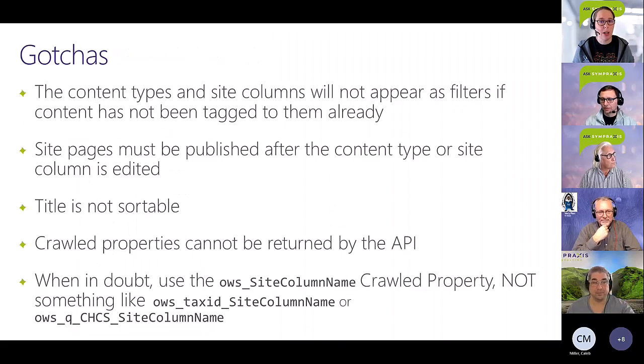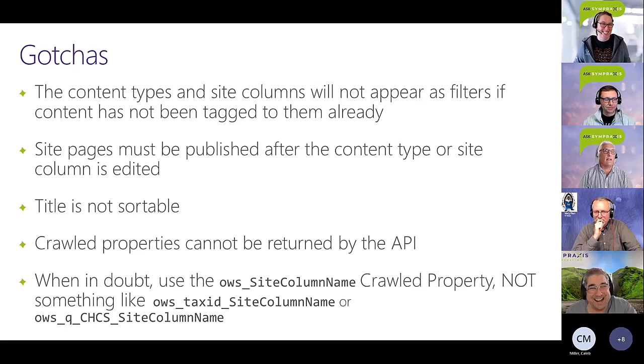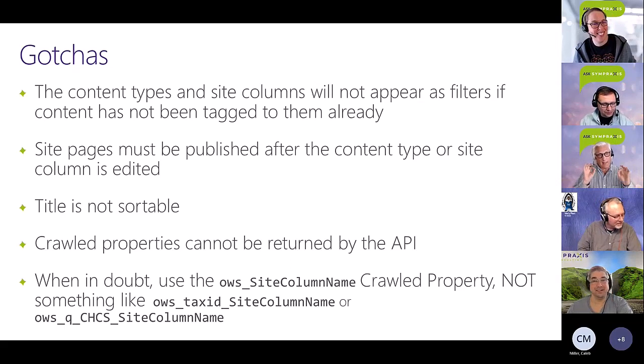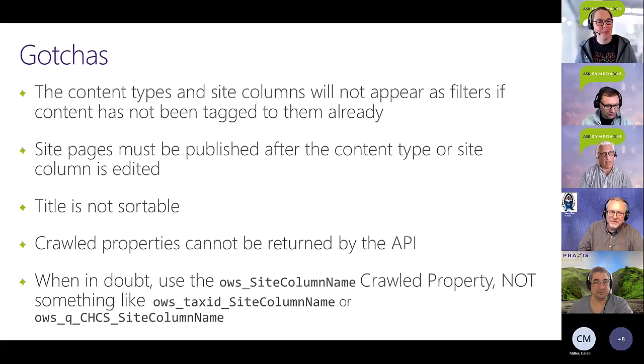All right, gotchas. I could read these. Maybe I should just do that. Content types and site columns will not appear as filters as this content type has not been tagged with them already. What does that mean? Basically, if you create these site columns or content types and you have not created any content using them yet, none of this magic happens, and you sit there refreshing like I do, and you spend hours cursing everything. So you have to have content that uses these structures before you can make any of this stuff work right. That was just a sentence and a half.